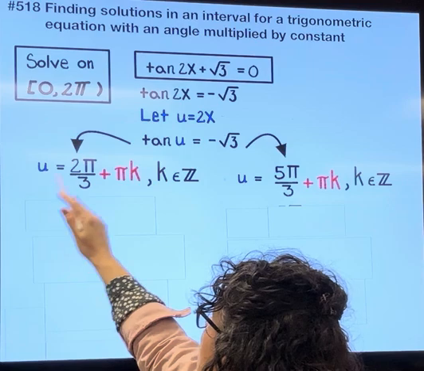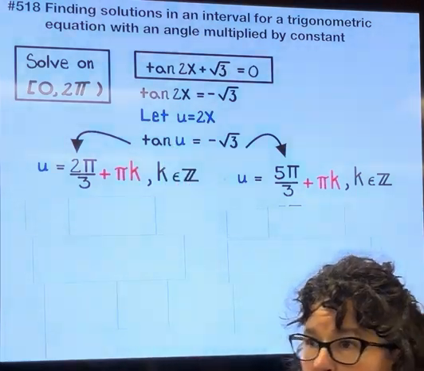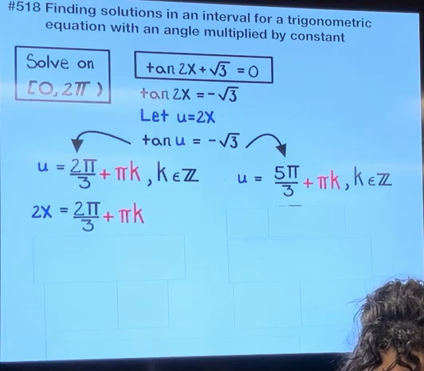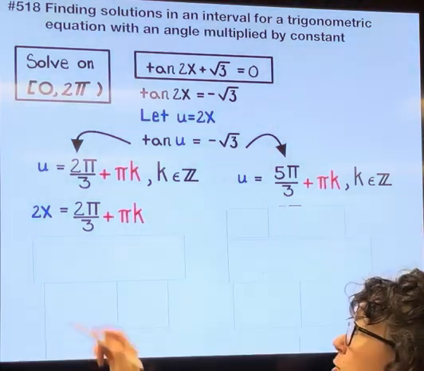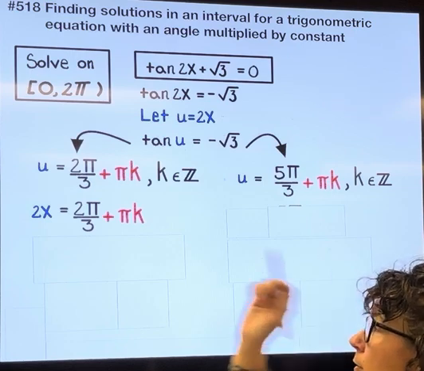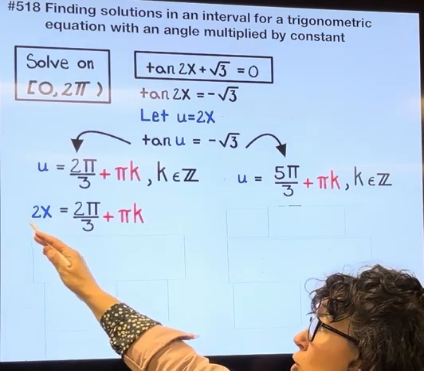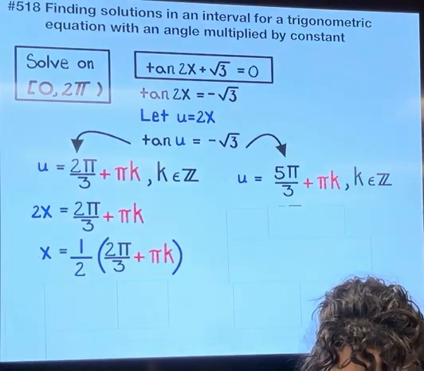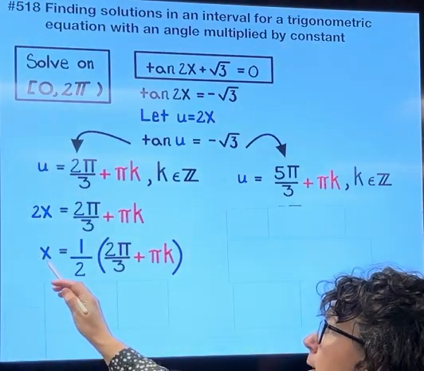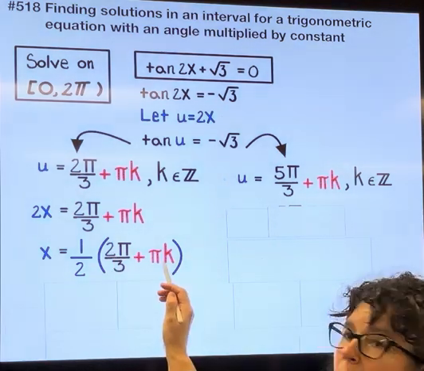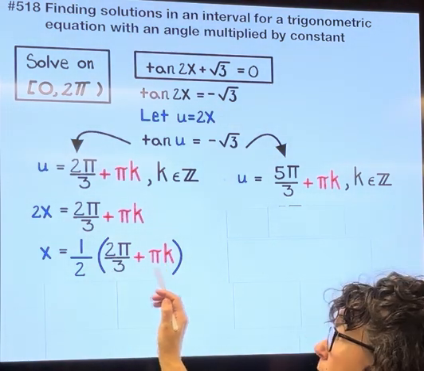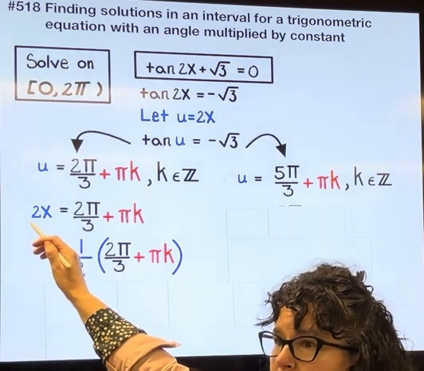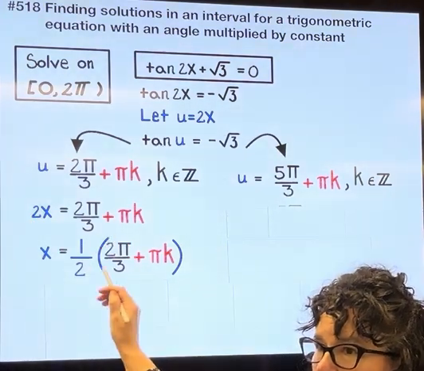So this u is going to get replaced with 2x. So I have 2x, and then everything's the same because I'm just replacing that u. Now if I want to get x by itself, I have to multiply both sides by 1/2. And if I multiply both sides by 1/2, x will be by itself. I distribute that 1/2 through, because dividing by 2 is multiplying by half. Good, so okay, here to here.